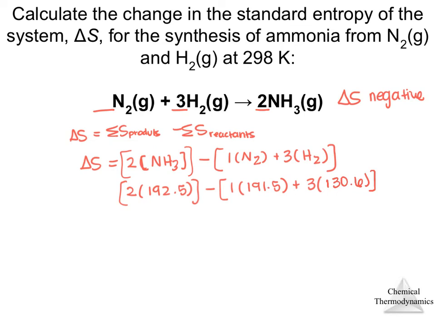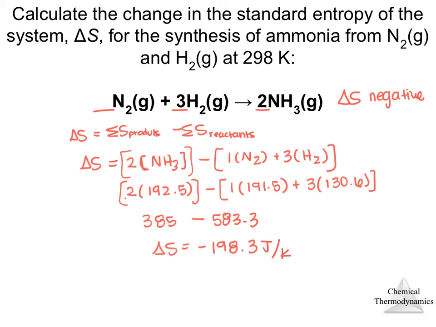okay, so let's do some math here. 2 times 192.5 gives me 385, minus 130.6 is 391.8 plus the 191.5 to give us 583.3. So delta S is equal to 385 minus 583.3. That's negative 198.3. And then let's look at our units.